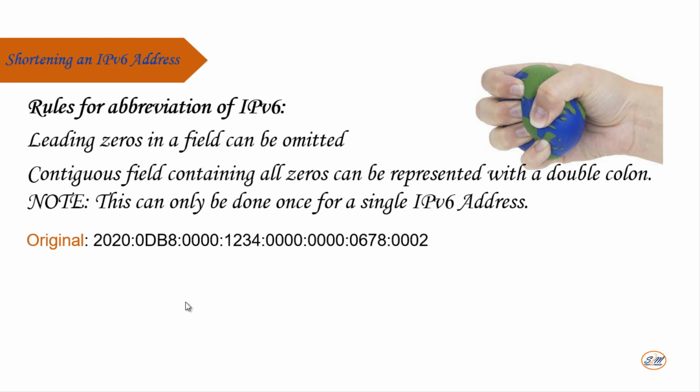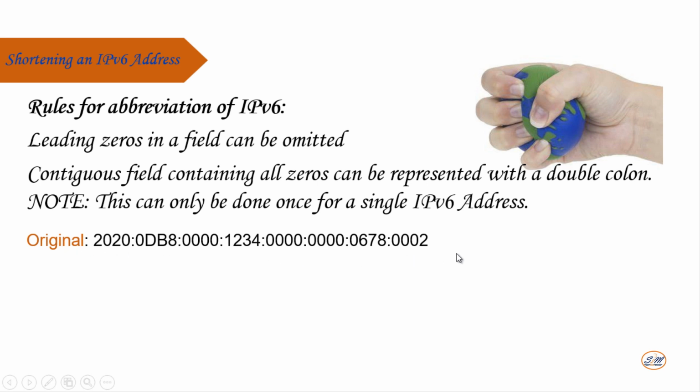The rules of abbreviation: how to abbreviate or squeeze the IP address, and how leading zeros can be omitted. A leading zero in a field can be omitted. Contiguous fields containing all zeros can be represented with a double colon. Note, this can only be done once for a single IP address. With IP version 4 we use dotted decimal, but with IP version 6 we do not use dotted decimal. Instead, we use a colon.